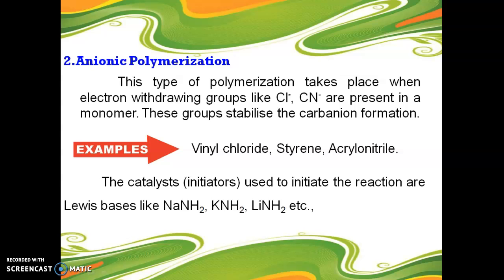Next, anionic polymerization takes place when electron withdrawing groups like Cl and CN are present in the monomer. These groups stabilize the carbanion formation. Examples are the polymerization of vinyl chloride, styrene, and acrylonitrile. The catalysts used for these reactions are sodium, sodamide, potassamide, and lithium amide.